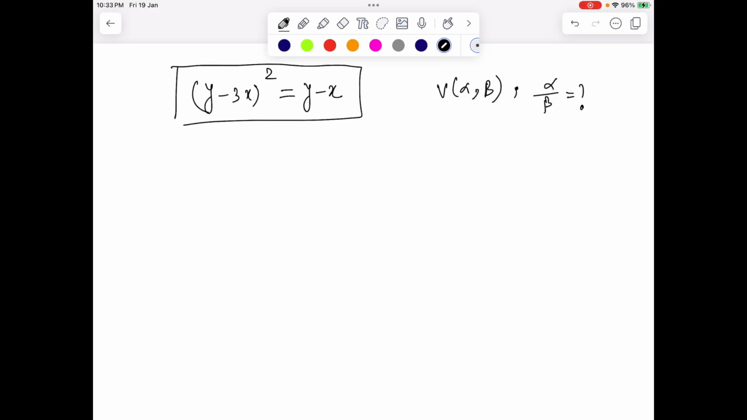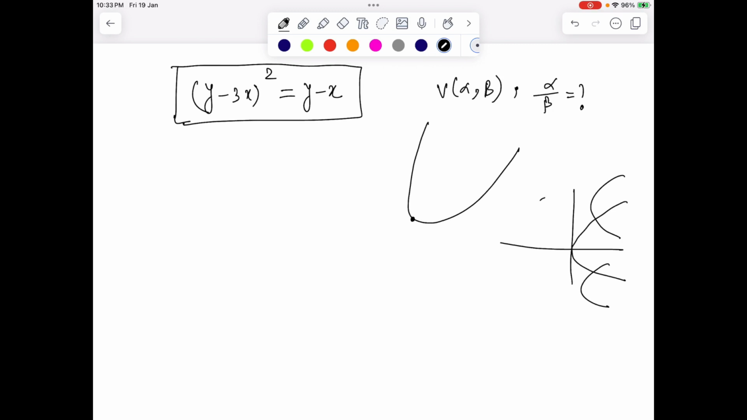There is an interesting question of parabola. And as you can see clearly, (y minus x) minus 3x whole square equals y minus x. So it represents some parabola. Clearly it's not a standard parabola, which is y square equals 4ax type.